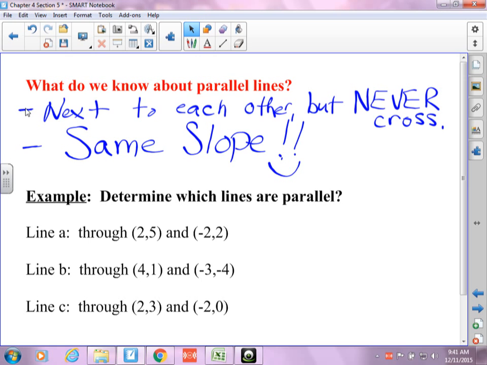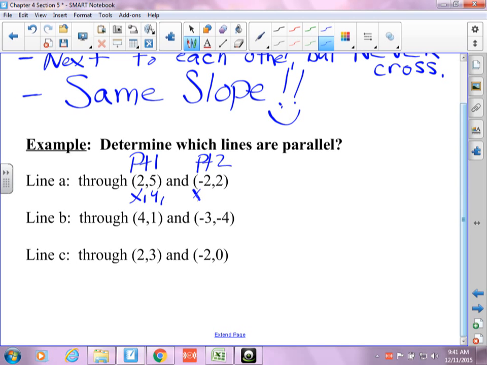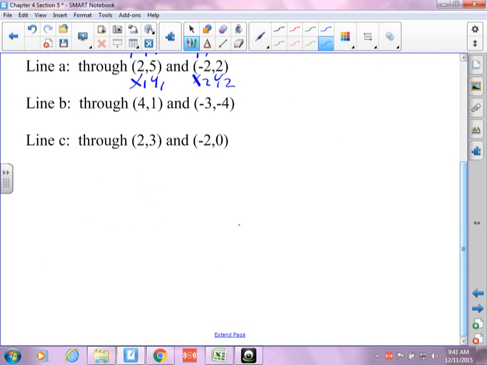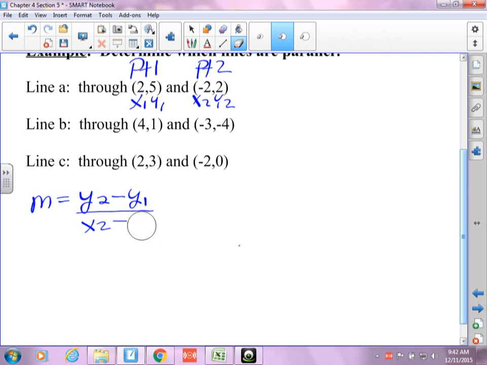Okay? So what we're going to do here is it says determine which lines are parallel. So I got to take and find the slopes on these. So I'm going to take the first one. And remember, I'm going to label this point 1, point 2, x1, y1, x2, y2. And we've done this before. This should be review to us. So I'm going to come down here and I'm going to write my formula. m equals what? y2 minus y1 over x2 minus x1. Nice job. She has her Wheaties again today. Okay, and then go ahead and use your formula.